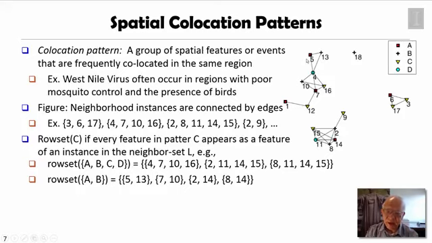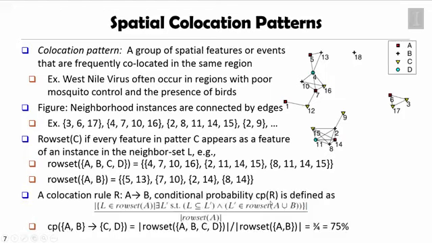For example, 5, 13 is collocated, 7, 10 is collocated. So we may find more instances. Then we may get a collocation rule like this. If pattern A is collocated, whether pattern B is also collocated, we may find this conditional probability of the collocation patterns. That means AB may imply CD. That means if AB are collocated, likely CD will be collocated with a certain probability.